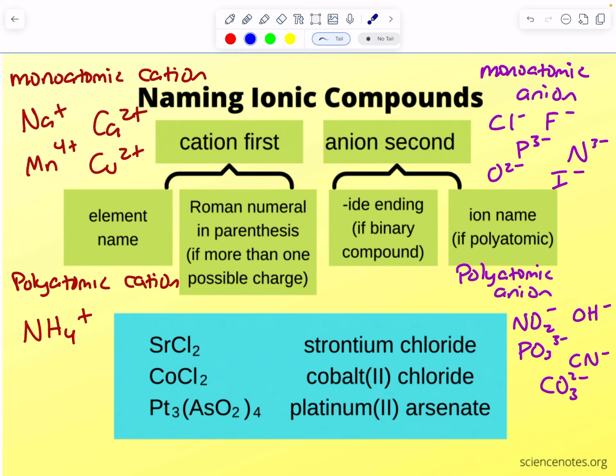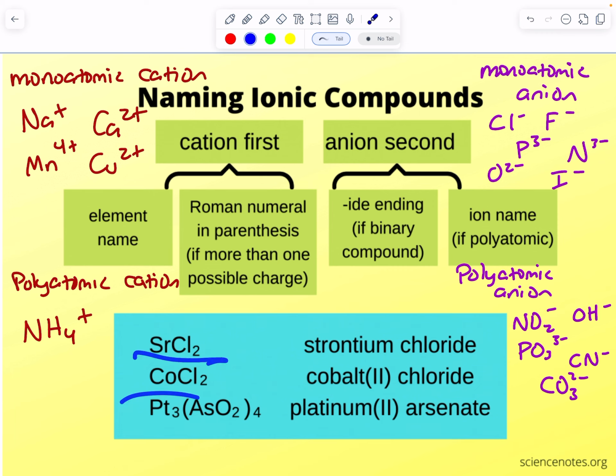Now, when you're writing the name of the monoatomic anion, such as the plain elements here, all you have to do is add "ide" to the ending. Chloride, oxide, phosphide, fluoride, nitride, iodide. If you have a polyatomic anion in your formula, in your name, you just say the name of the ion. Nitrite, hydroxide, cyanide, phosphite, carbonate. Just say the name. That's it. These names are pre-given. You have to memorize them. For the monoatomic ones, you just add "ide" to the end of the root. Very simple.